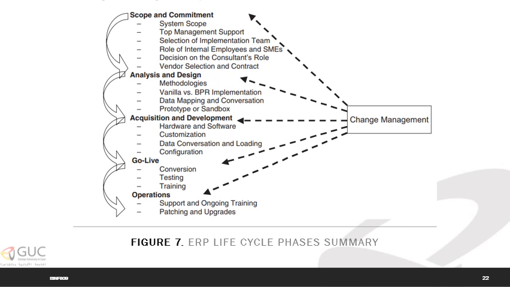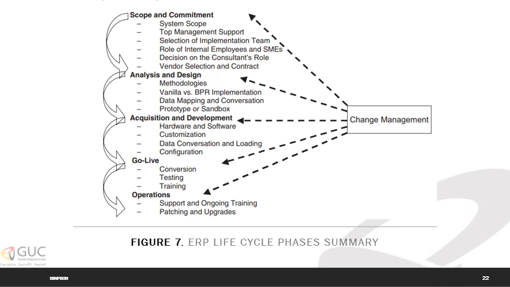This figure shows a summary of ERP lifecycle phases, as we just explained. So we can see that change management guides the scope and commitment phase through the system scope, the top management support, selection of implementation team, the role of internal employees and SMEs, the consultation role, and finally the vendor selection and contract.